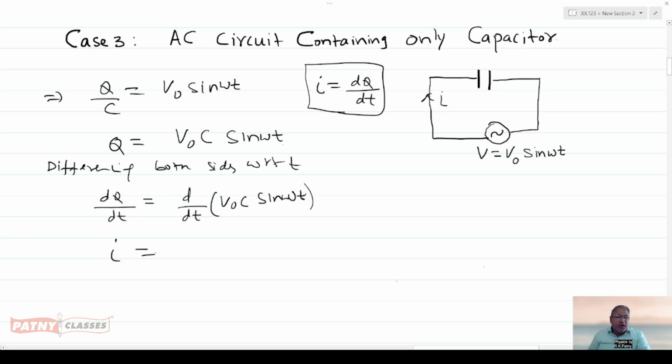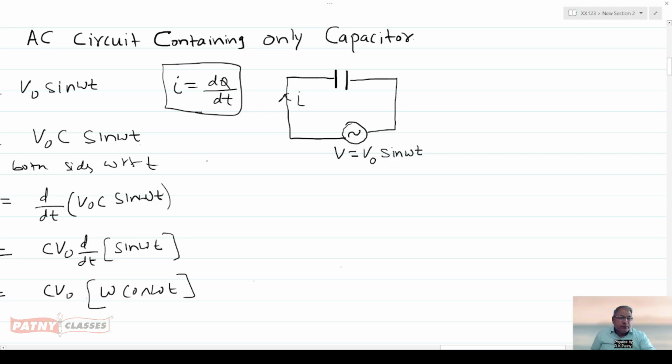Therefore, I equals, what are the constants? C is a constant, V naught is a constant. So they are taken out of the differentiation. Now we need to do the derivative of only sine omega t. The derivative of sine omega t is nothing but omega into cos omega t. So we have I equals V naught into omega C into cos omega t.